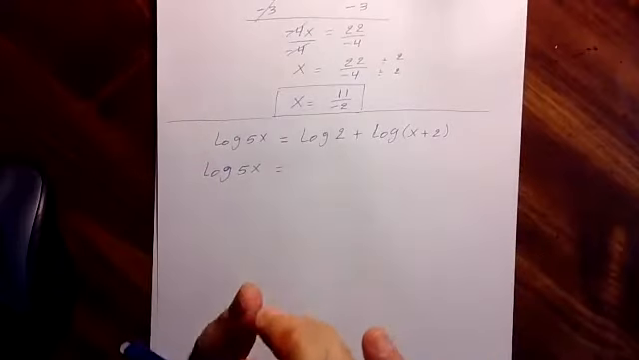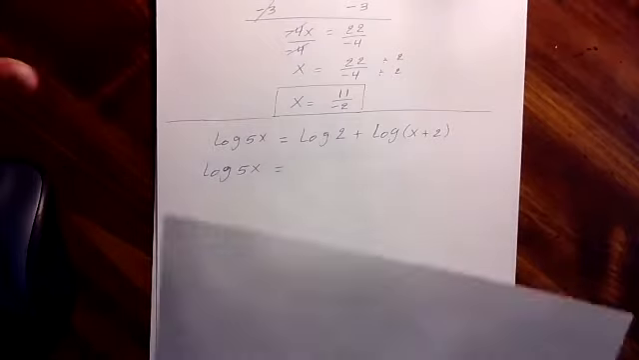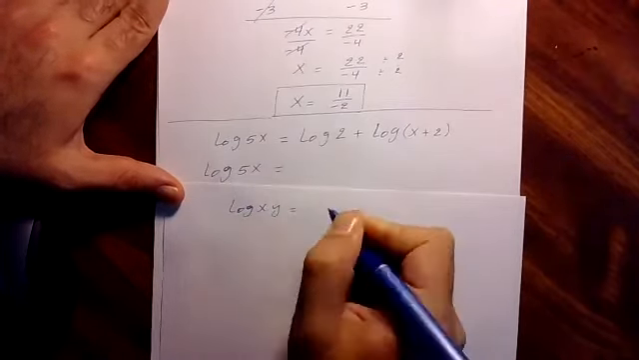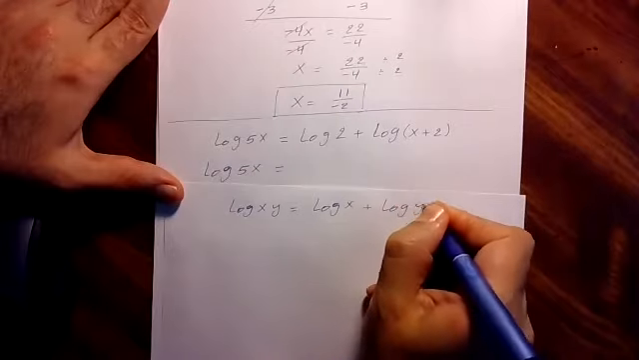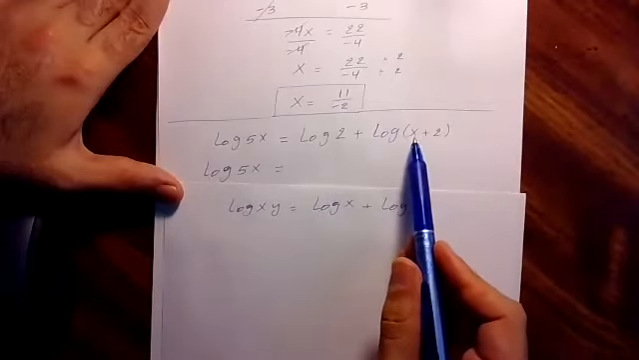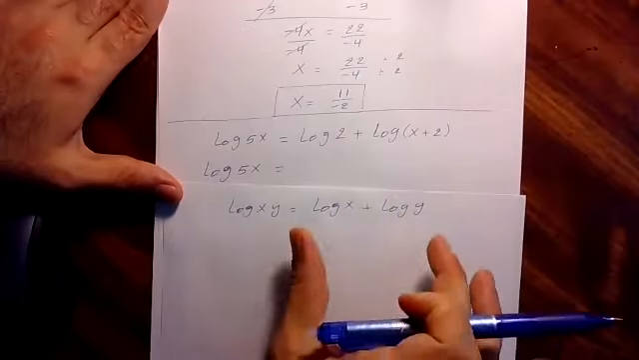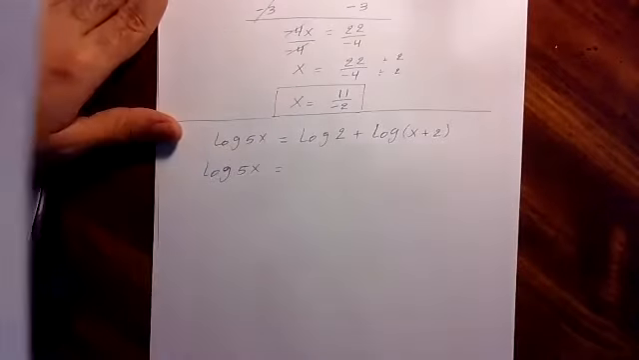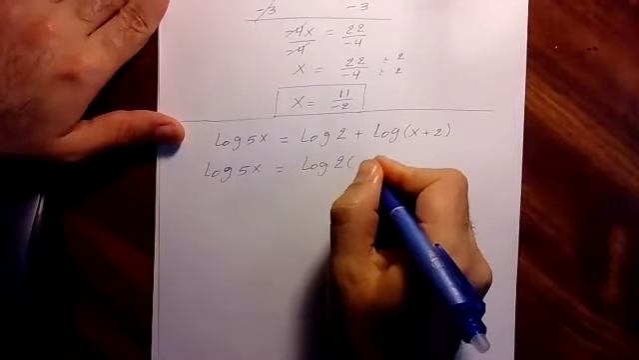On this side, if you remember, there's a rule that says if you have log between two numbers, log of xy is going to be log x plus log y. Now I have this side: this is the log x plus log y. That means I can bring it back as log 2 times x plus 2. So I'm going to bring it back as a multiplication between this part and this one. So it's going to be log 2 times x plus 2.